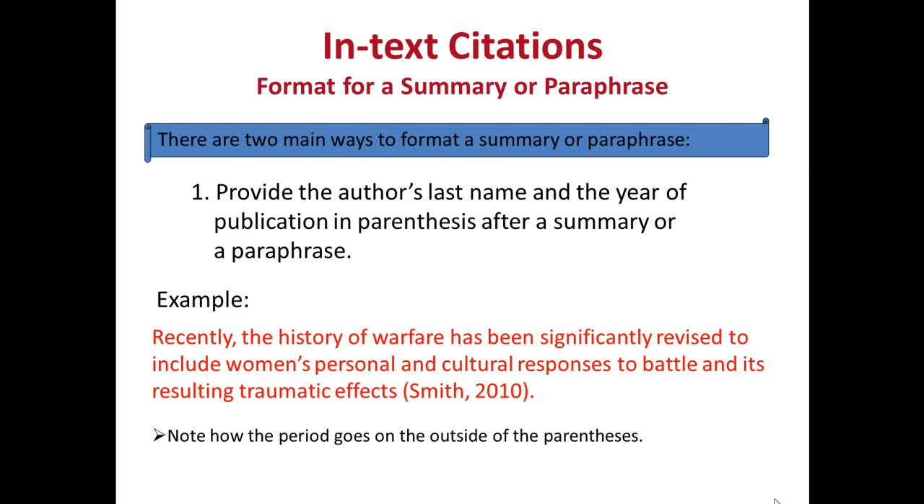We will first focus on how to format an in-text citation for a summary or a paraphrase. There are two main ways to format an in-text citation for a summary or a paraphrase. The first is to provide the author's last name and the year of publication in parentheses directly after.